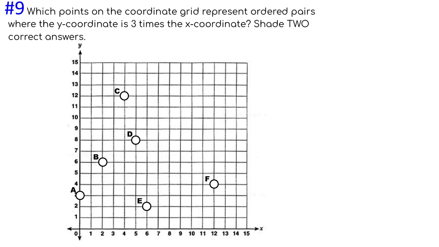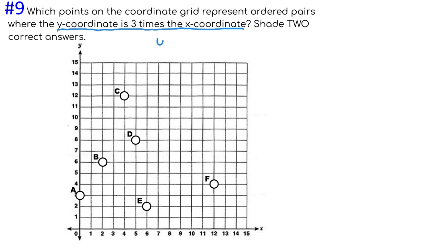Unit 9, Mixed Review, number 9. Which points on the coordinate grid represent ordered pairs where the y-coordinate is 3 times the x-coordinate? Shade 2 correct answers. So first we need to translate this statement right here into an equation.